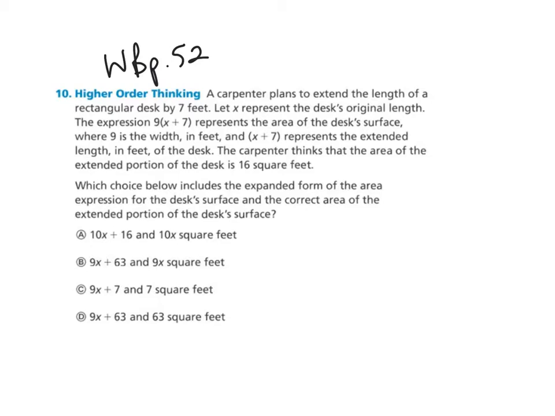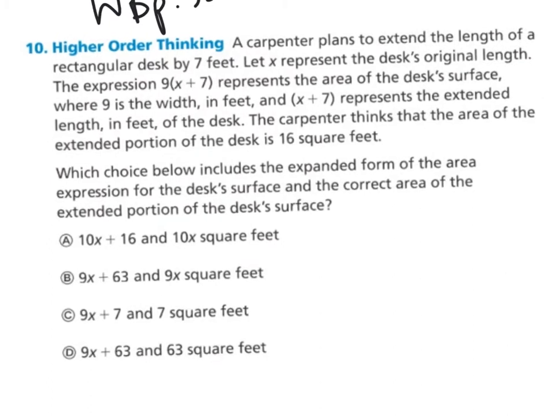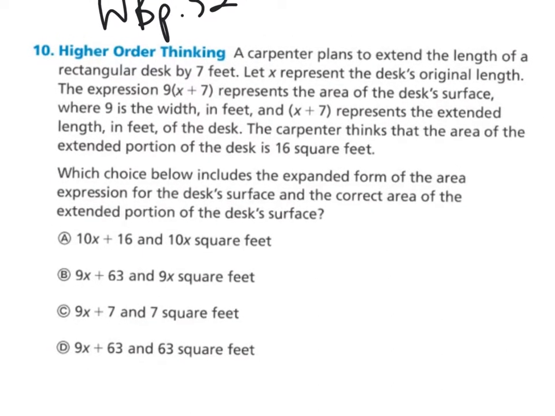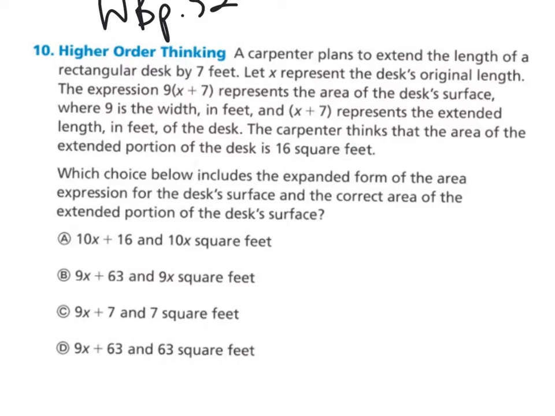Look at workbook page 52, number 10. Carpenter plans to extend the length of a rectangular desk by 7 feet. Let x represent the desk's original length. Expression 9 times the quantity x plus 7 represents the area of the desk surface. Where 9 is the width in feet, x plus 7 represents the extended length in feet of the desk. Carpenter thinks the area of the extended portion is 16 square feet. Which choice below includes the expanded form of the area expression for the desk surface and the correct area of the extended portion and the desk surface?